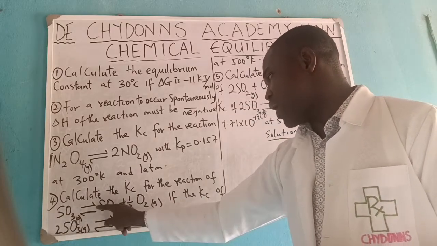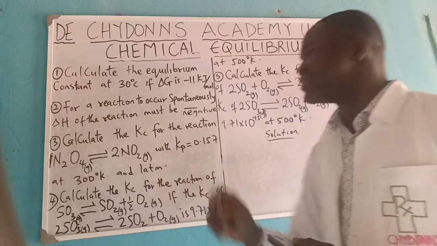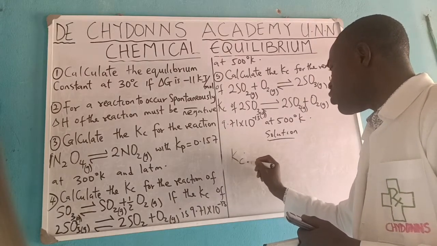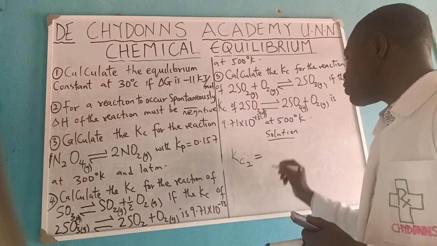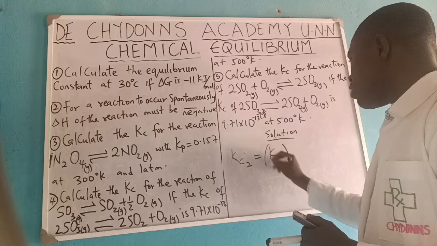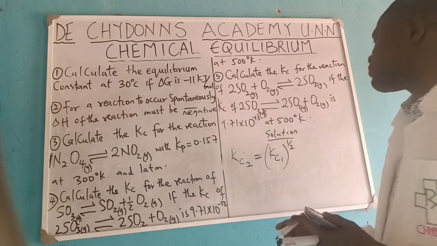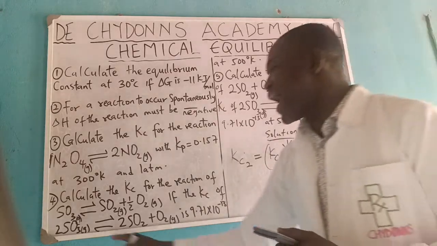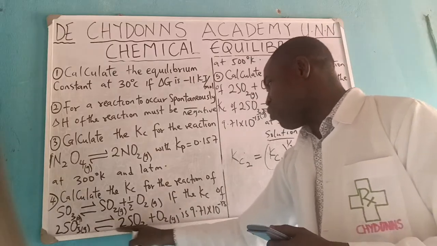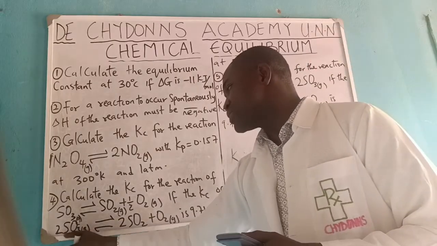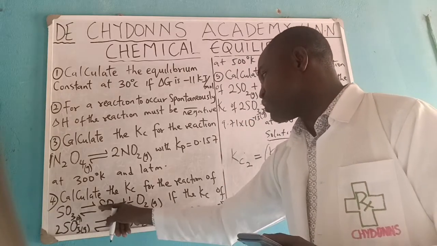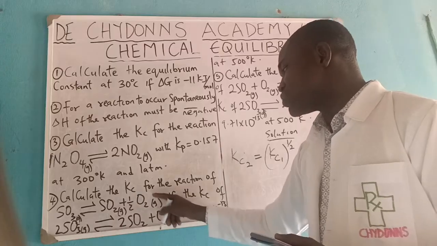Divide this by 2, you have this. Divide it by 2, you have this. That means my new Kc2 will be equal to my Kc1 raised to the power of half, because the number I will get here is by dividing this by 2. So 1 over 2 times this will give you this. 1 over 2 times this will give me this.